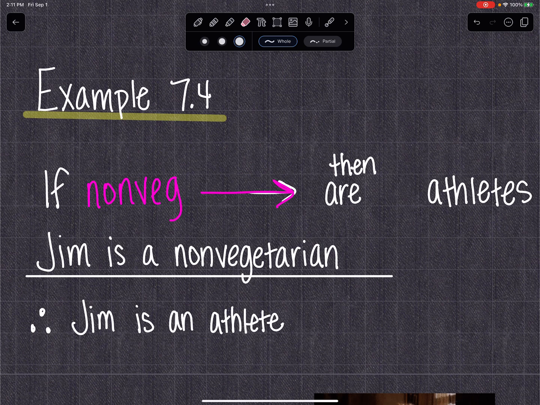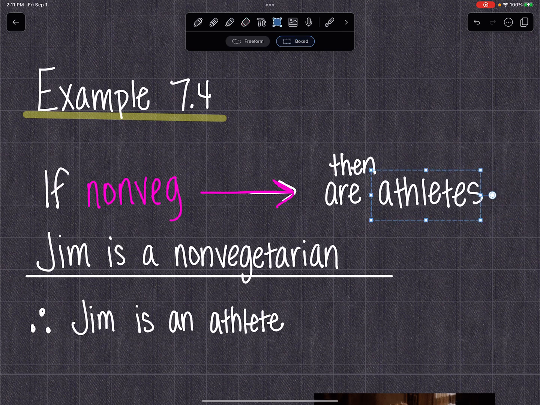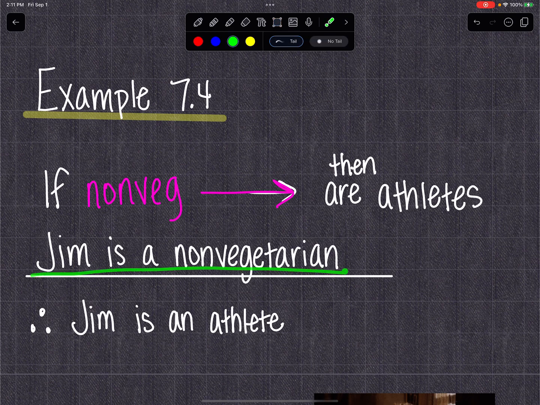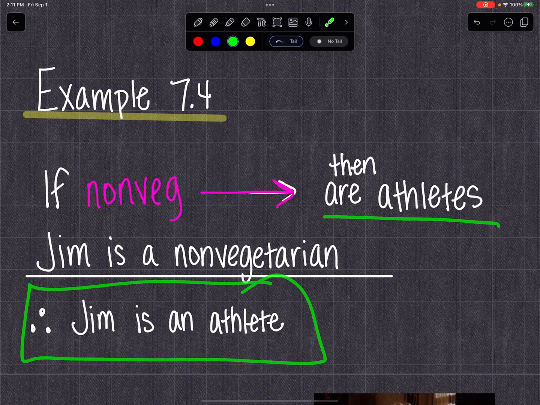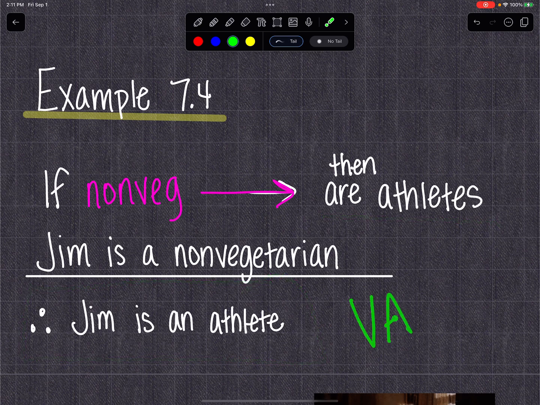So it's the opposite of that. So we replaced the major premise with its contrapositive. And now, does this one make more sense? Jim is a non-vegetarian, so he is a member of that set. And then it says he's an athlete. So this argument is actually valid. Now that we know this information about contrapositives, we can say it's valid.